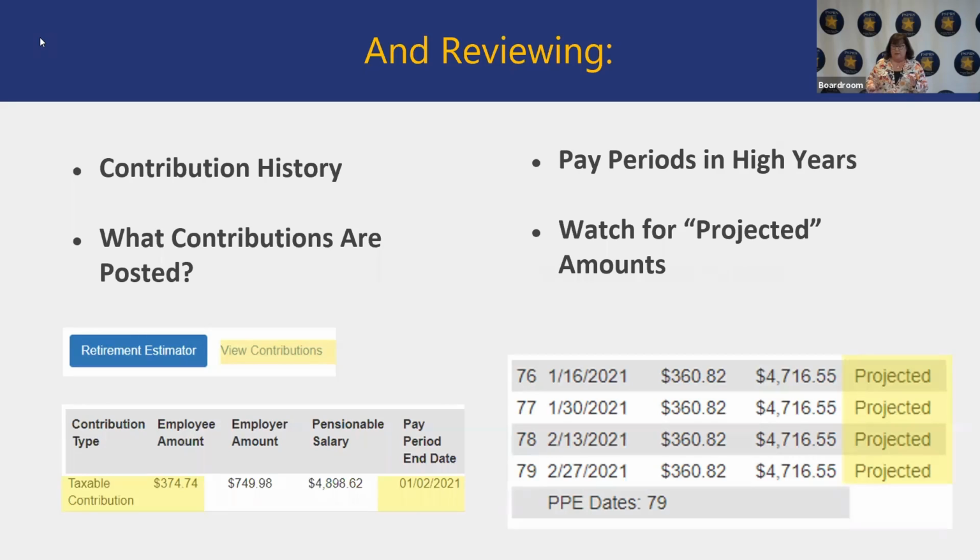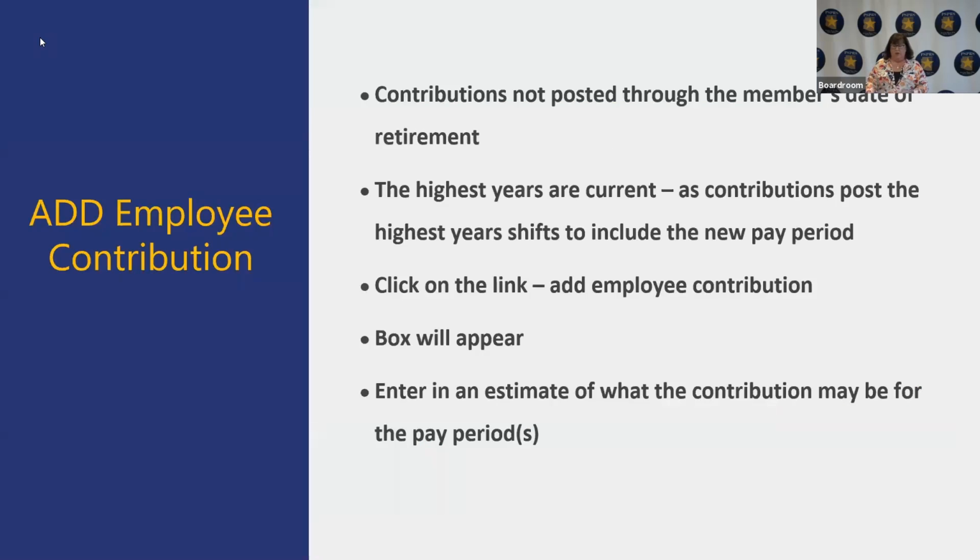As you can see in this example, there are 4 pay periods that are showing projected, and it's an estimated amount for each one of those pay periods. So what we want to do is try to get those numbers to be a little bit more within reason. If the contribution is not posted through the member's date of retirement, it's going to show projected if the high 3 is running current.